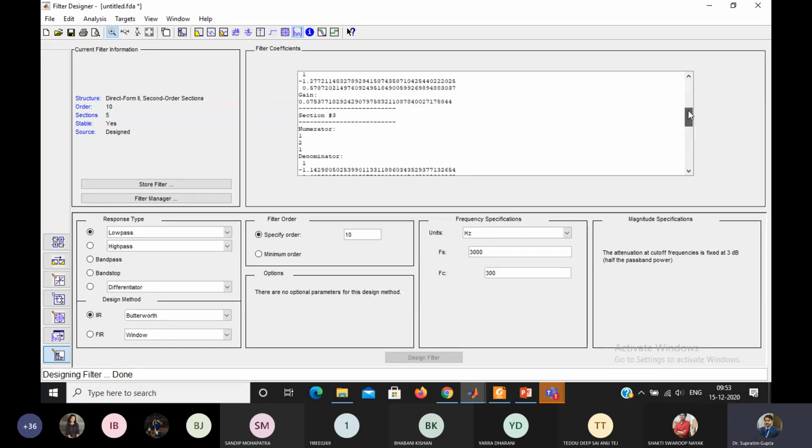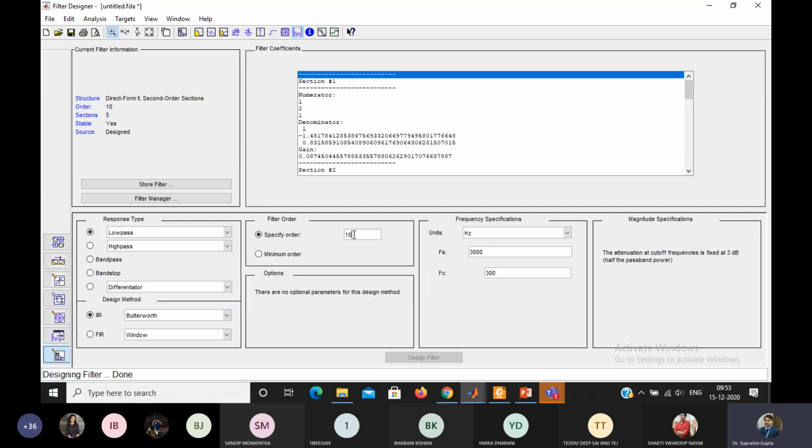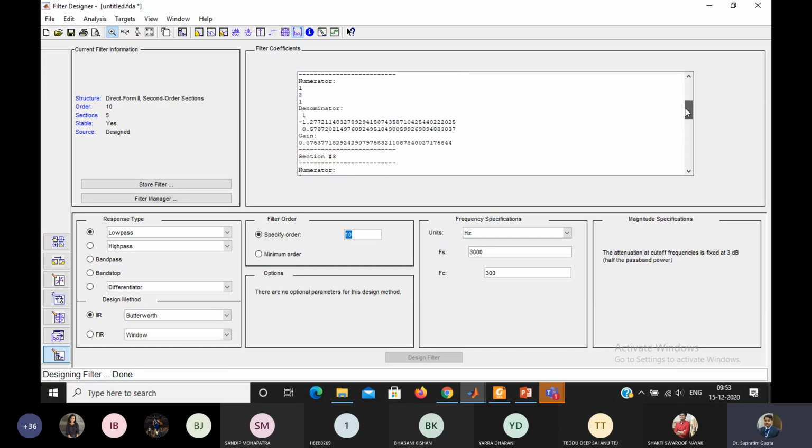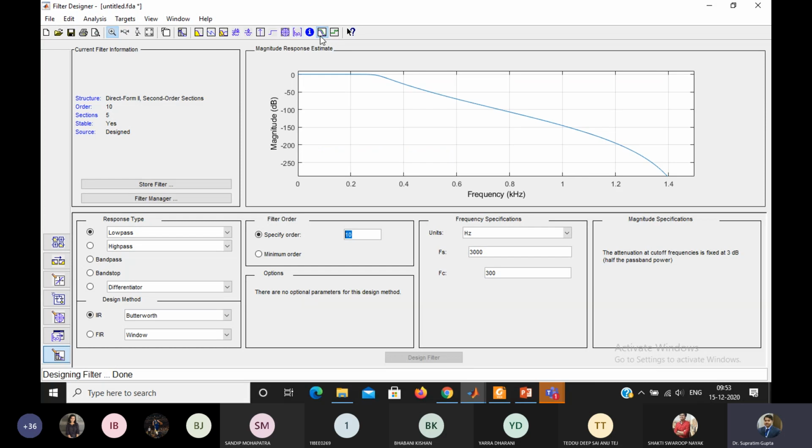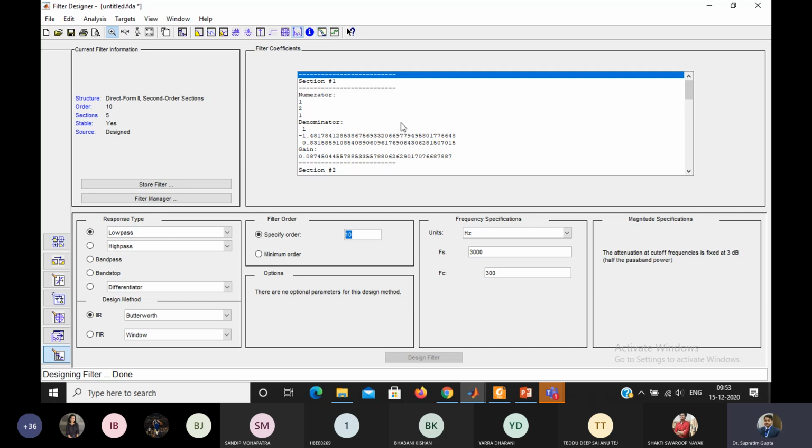So what does it mean? It means that this filter order is divided into second order filters, and since it is a 10, we get 5 sections like this. Now what is the reason for that, we'll learn. This filter design is giving us a better way, directly giving us these second order filters, which are to be cascaded. So let us go back to our presentation.